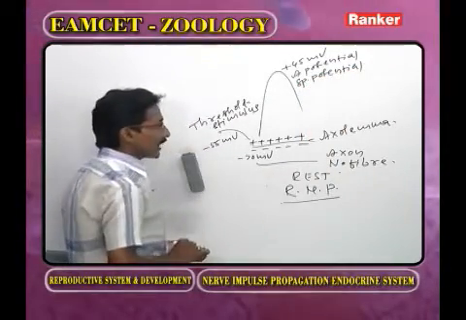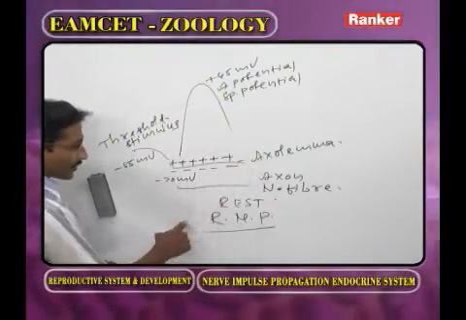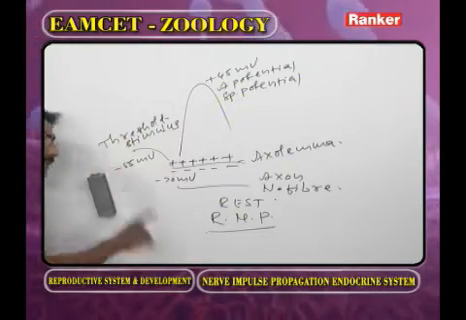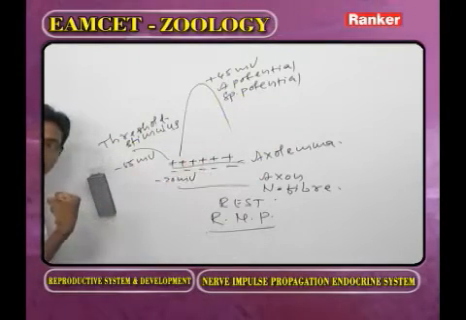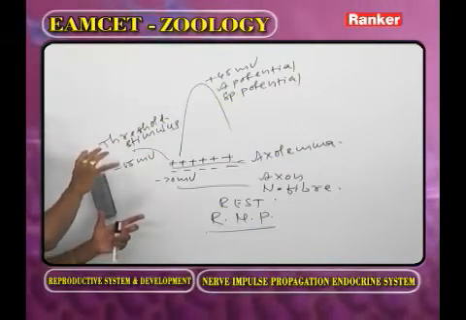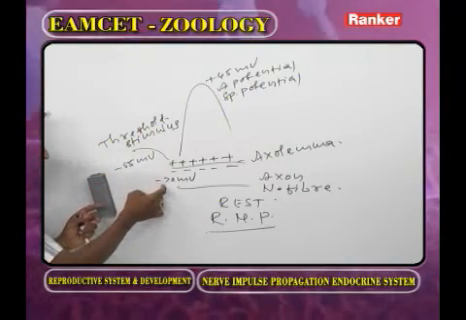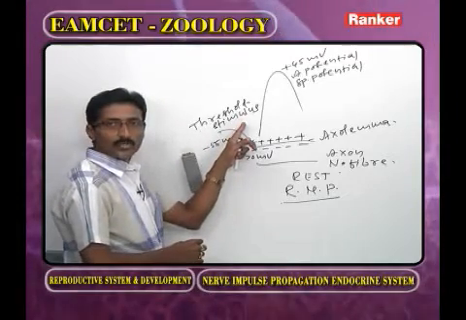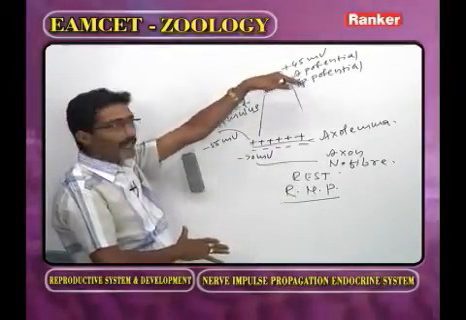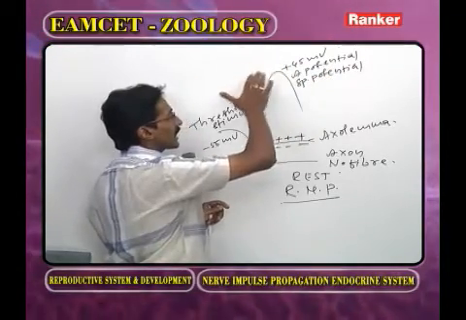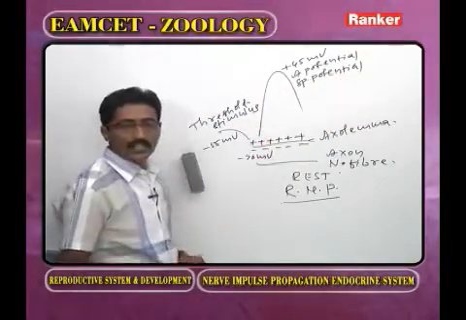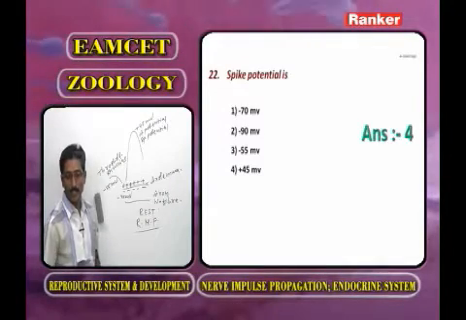Again, whenever the axolemma is at rest, what type of potential is there? The resting membrane potential, minus 70 millivolts. In this stage the axolemma receives the stimulus. What type of stimulus are we giving? The threshold stimulus. Because of the threshold stimulus, minus 70 becomes minus 55 and suddenly rises up to plus 45. That we call the action potential. Then the stimulus propagates along the axon. So what is the spike potential? Plus 45 millivolts. Now we go for the next question.